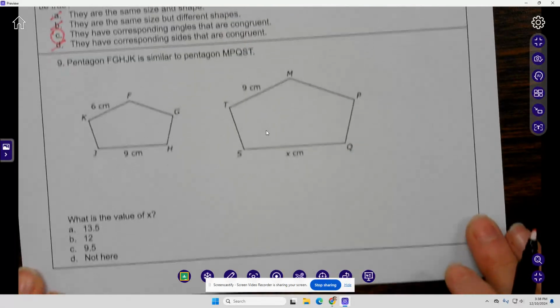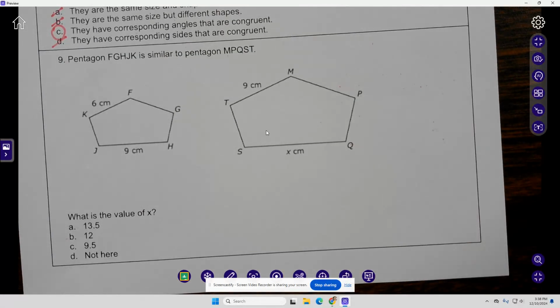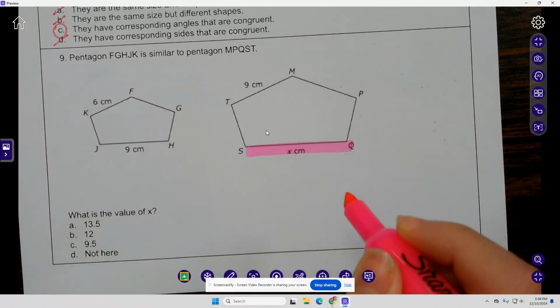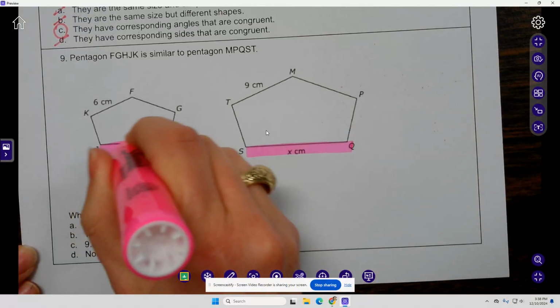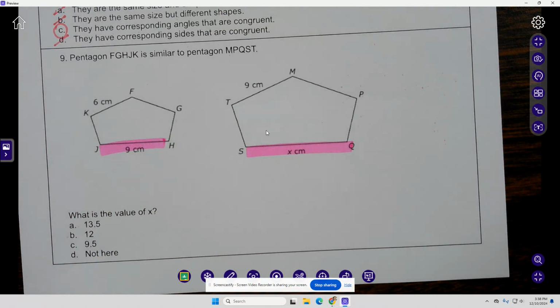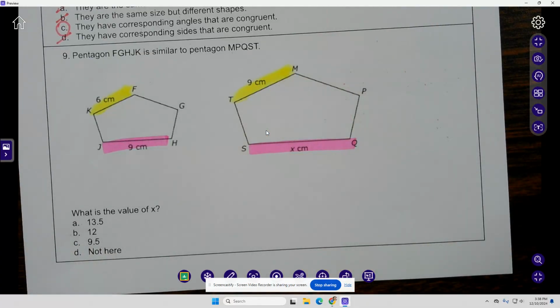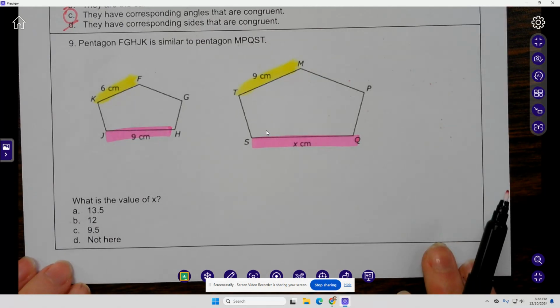Number 9. Pentagon FGHJK is similar to pentagon MPQST. What is the value of X? So I'm trying to find this length, okay? JH corresponds with SQ, and then KF and TM also correspond. Okay, we need to set up a proportion.